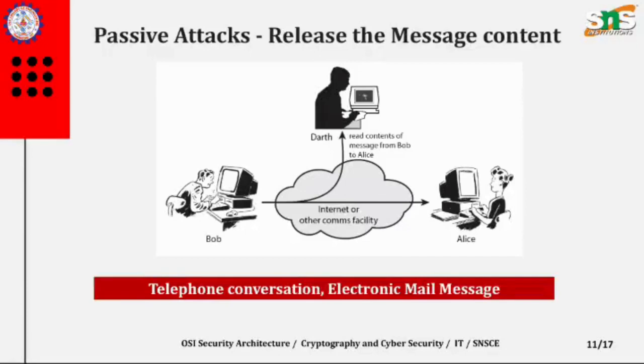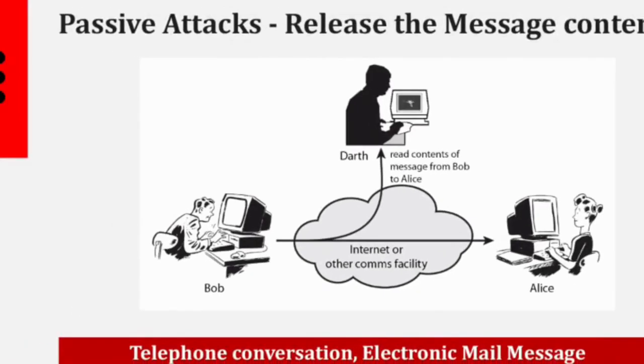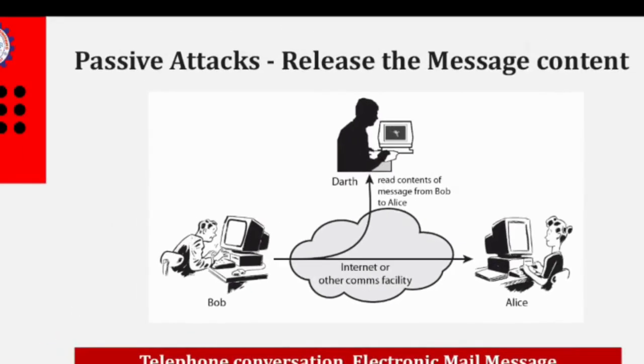Next one is passive attacks. Release of the message content is one of the passive attacks. Here, Bob is sending the message to Alice. In the middle, a third person will just take that message, but that message will be received by Alice in time without any modification. This kind of attack is called release of the message content. Just that third person will release the content of Bob's message.